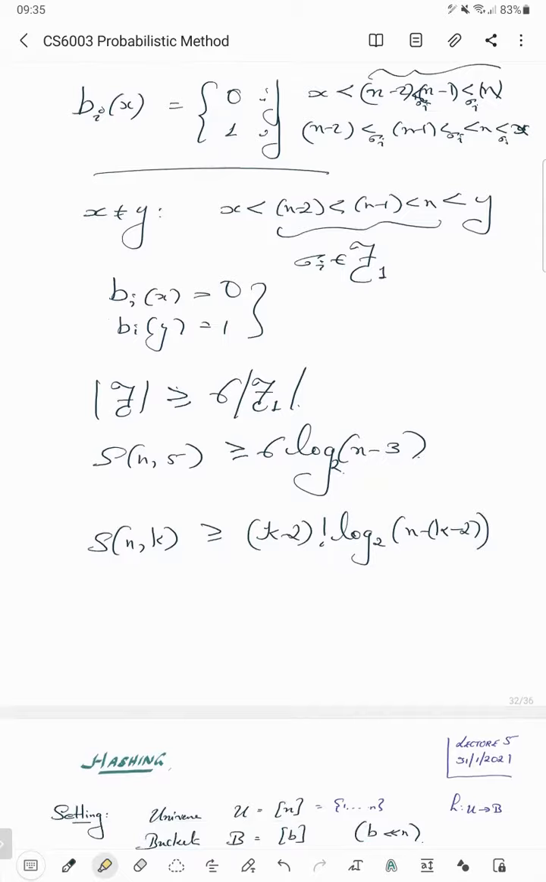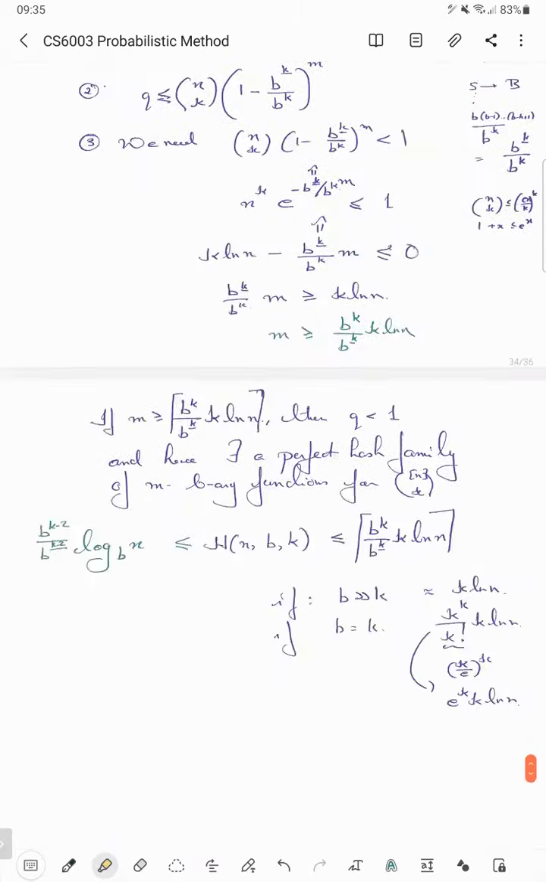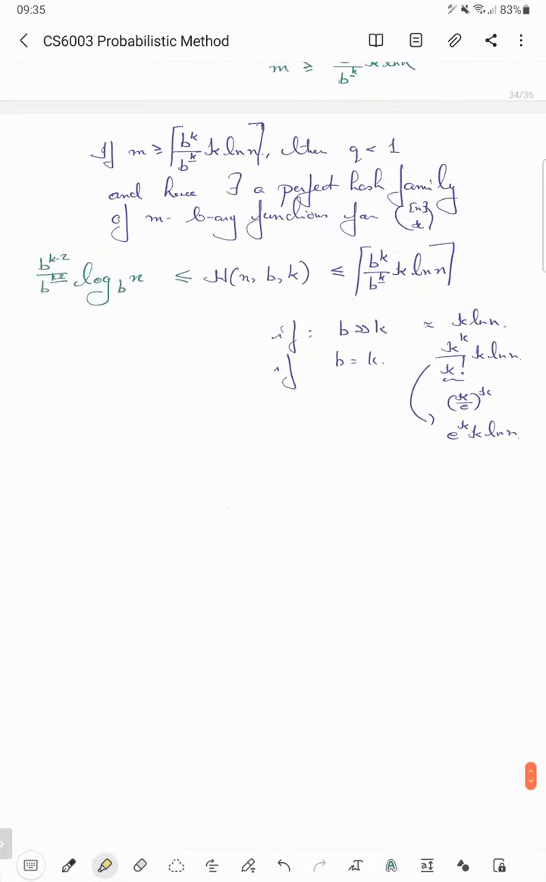Similarly, for hashing also, you have a similar logarithmic bound. I will urge you to first try proving this log n bound separately, and then try combining it like this. This binary encoding and then using that to give a lower bound argument is very common.